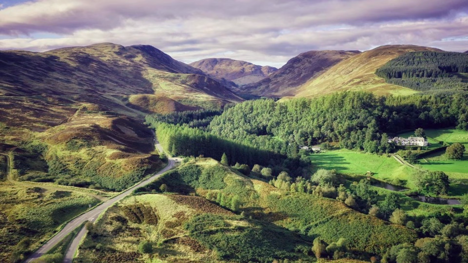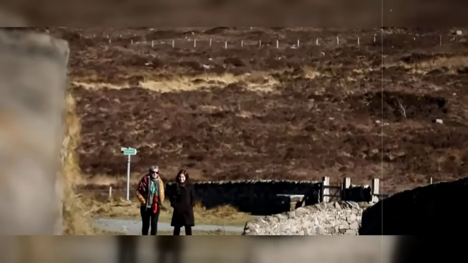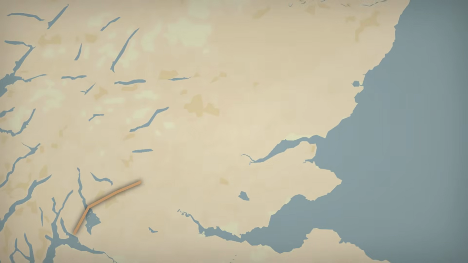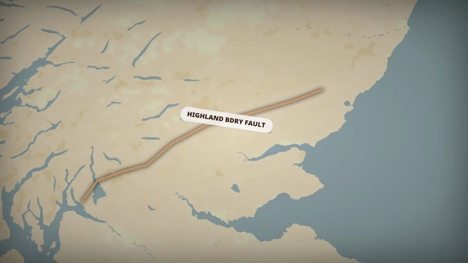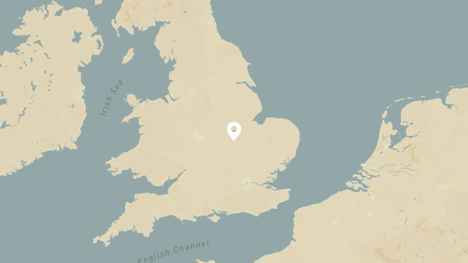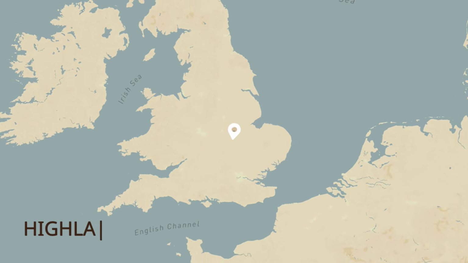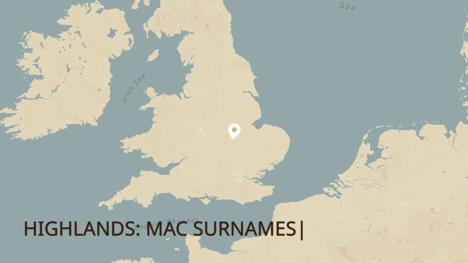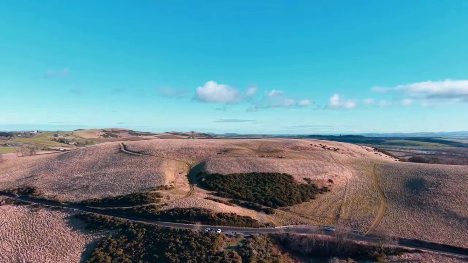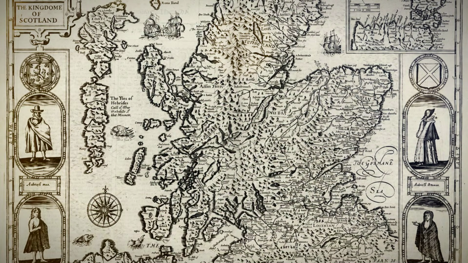Scotland has a line running through it, not a political border, a linguistic and cultural one. It's called the Highland Boundary Fault, and it runs roughly from Helensburgh in the west to Stonehaven in the northeast. On one side of that line, the Gaelic-speaking Highlands and Islands, dominated by the Mac surnames. On the other side, the Lowlands, the Borders, and the Northeast, where English, Scots, and Norman French left their marks.